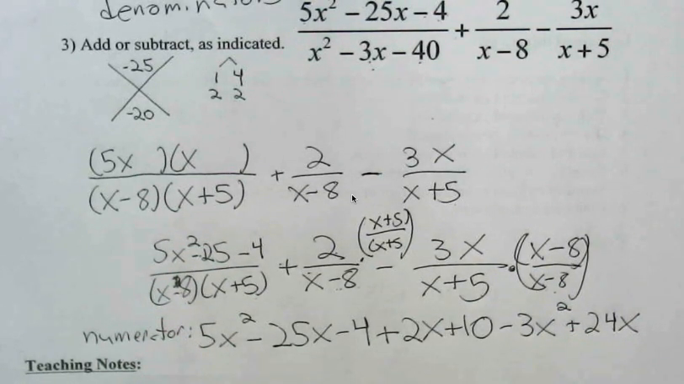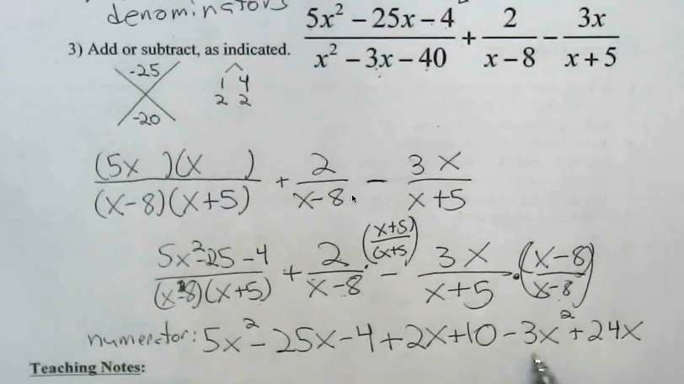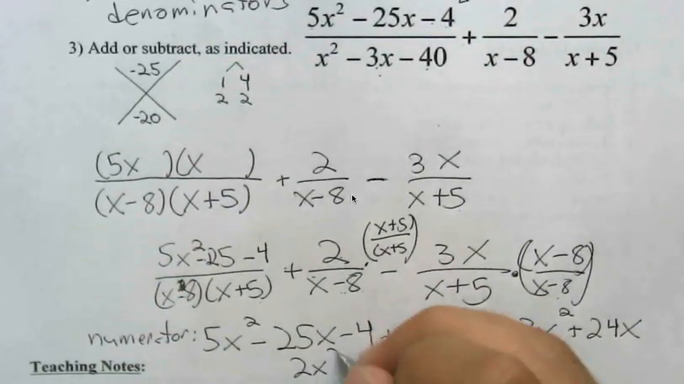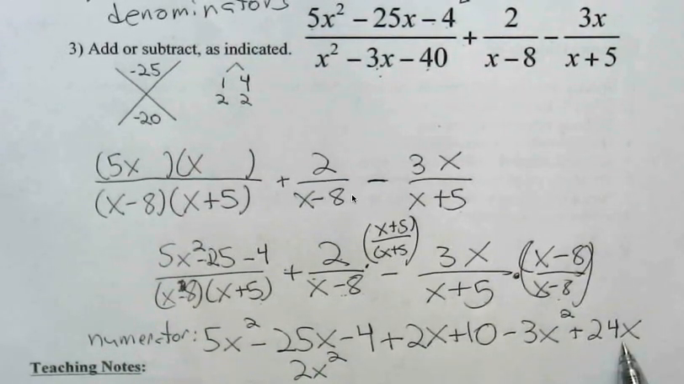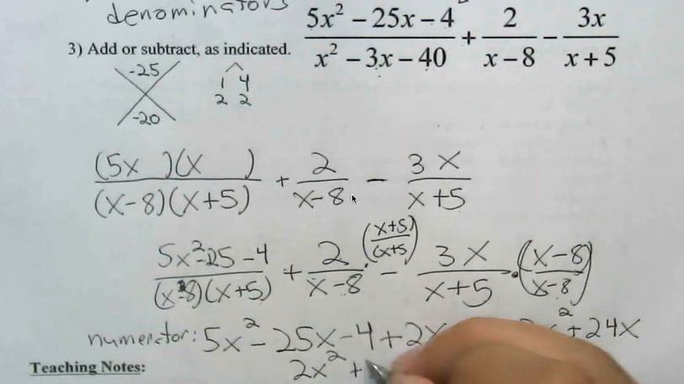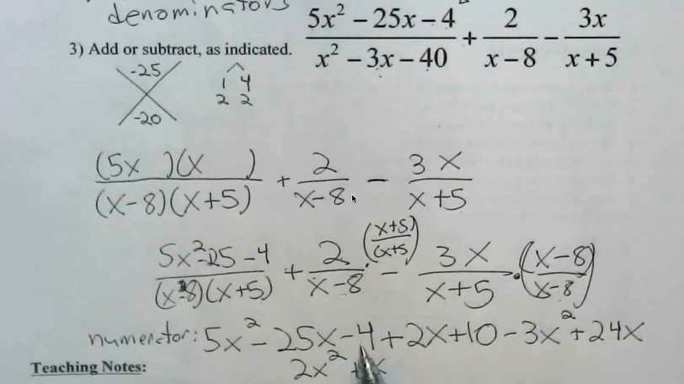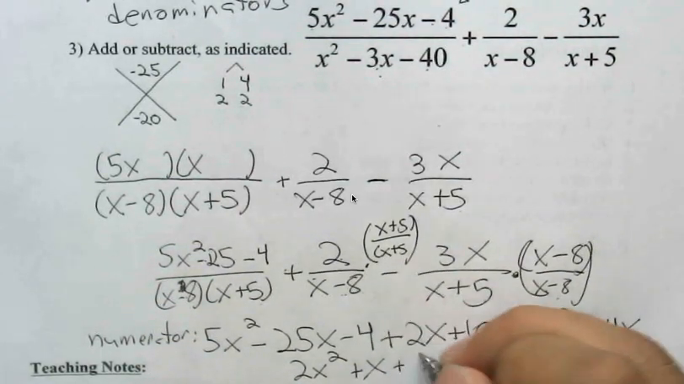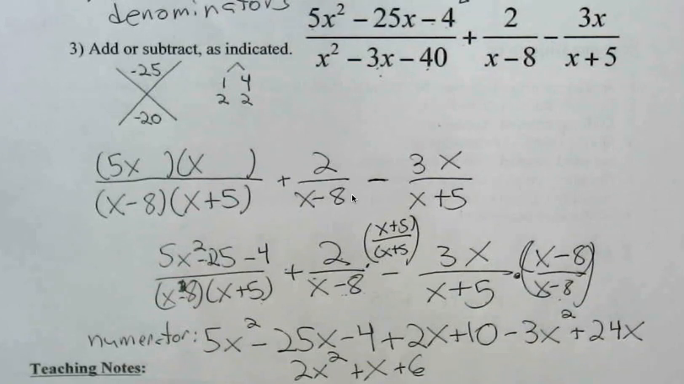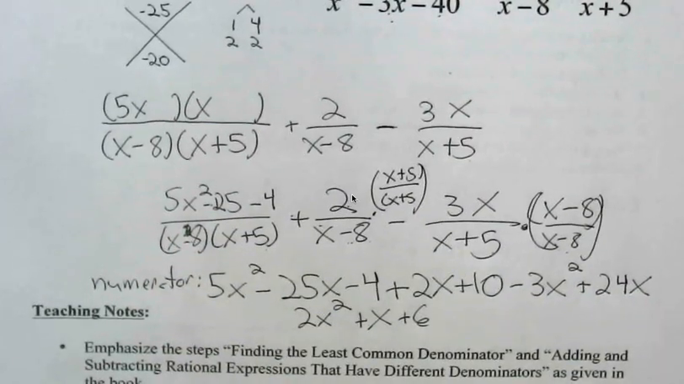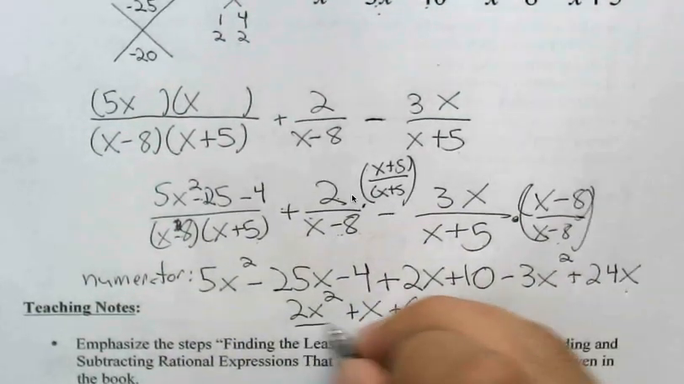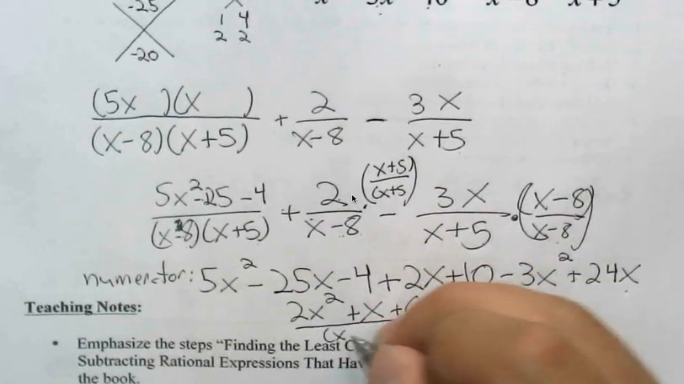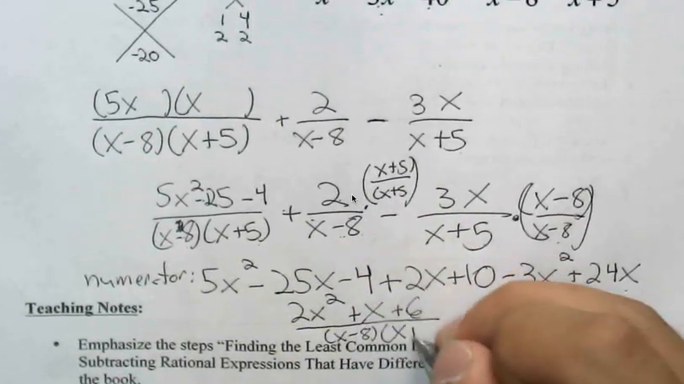When we take this further, combining like terms, the x squared terms go to 2x squared. Negative 25x plus 2x plus 24x gets us just 1x. Negative 4 plus 10 adds on 6. And our denominator comes back into play here. This was just the numerator we were working with, but for the final answer, we want to include that x minus 8, x plus 5. So this would be our final answer.